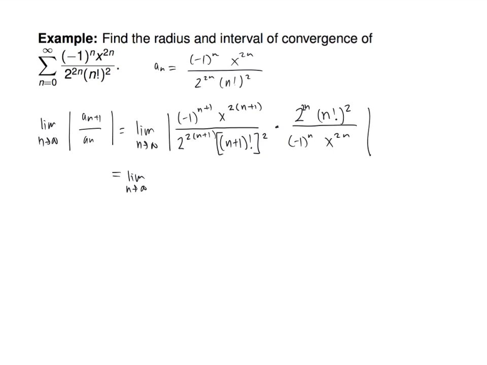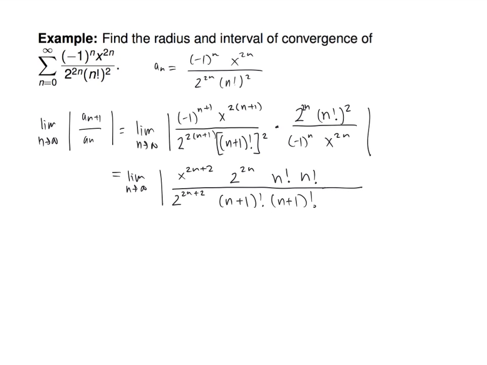So will that leave us with x squared? Yes, it would. Do the negative ones matter? No. So can I quit writing them? Okay, so I'll just also show you some more work. x to the 2n plus 2, 2 to the 2n, n factorial, over 2 to the 2n plus 2, n plus 1 factorial, n plus 1 factorial, over x to the 2n.